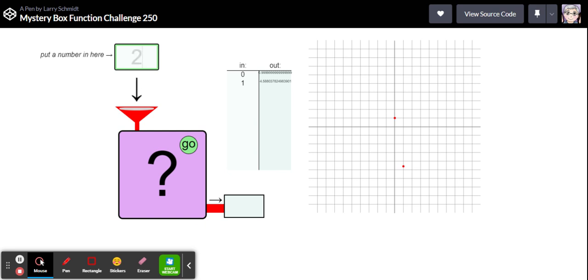2. Okay, how about 3? 4? And that's off the graph on the negatives. It's hard to get a sense of the shape of this. I'm going to put in some negative numbers. Okay.